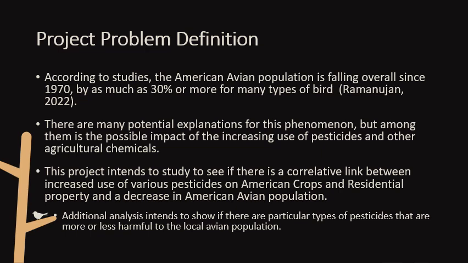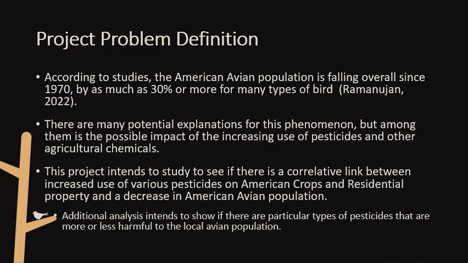According to many studies, the avian population in the United States has fallen since 1970 by as much as 30% for many types of birds. So over the past 50 years, we've lost as much as a third of some types of bird. Now, there's a lot of explanations for why this could be occurring: increasing human population, thereby squeezing out environments, stuff like that.